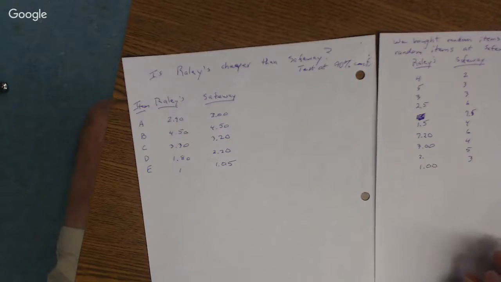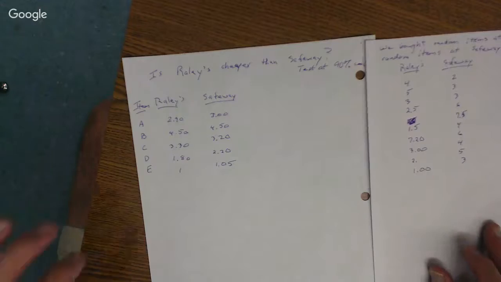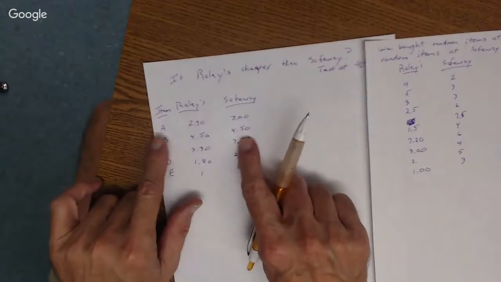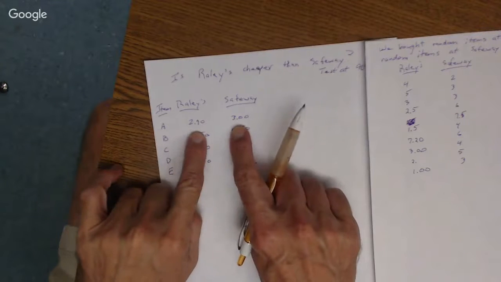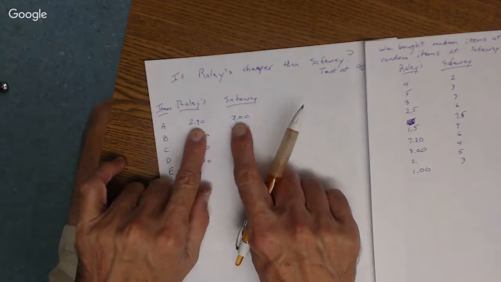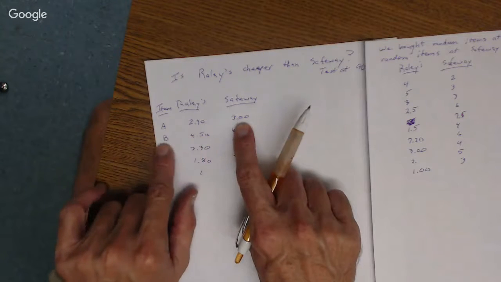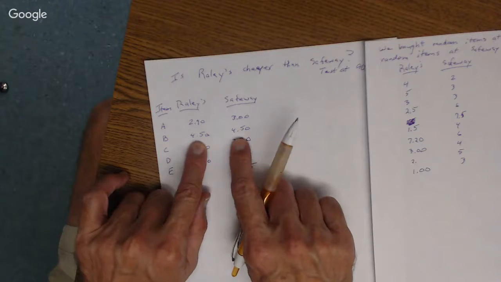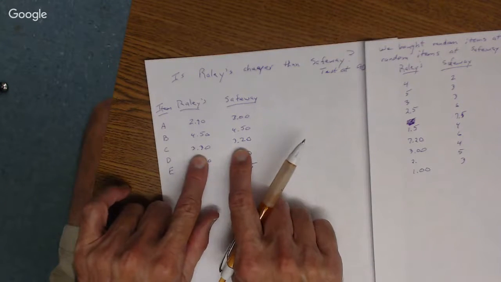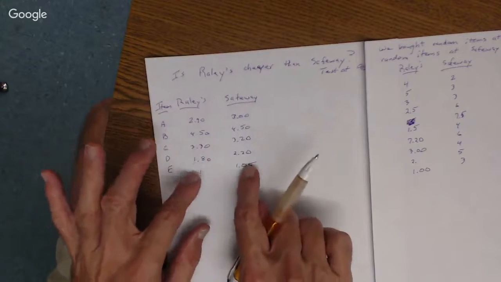We want to see if Raley's is cheaper than Safeway, okay? So one way to do it is to go into Raley's and Safeway and buy the exact same item from each store. So here, item A was $2.90 at Raley's and $3 at Safeway. Item B is $4.50 at Raley's and $4.50 at Safeway. Item C, $3.30 at one place and $3.20 at the other. So that's one way to do it.